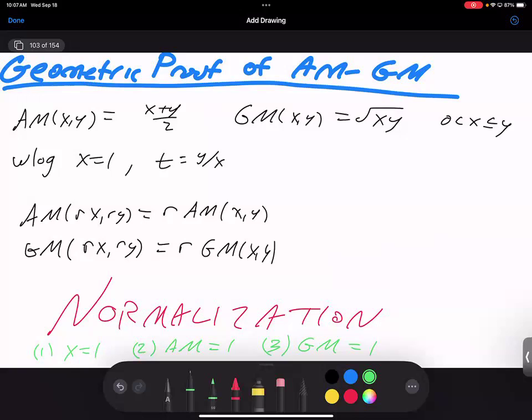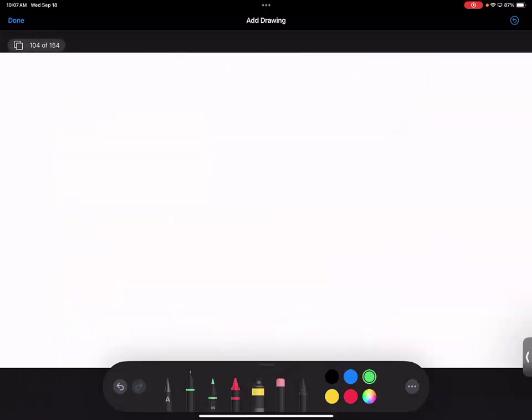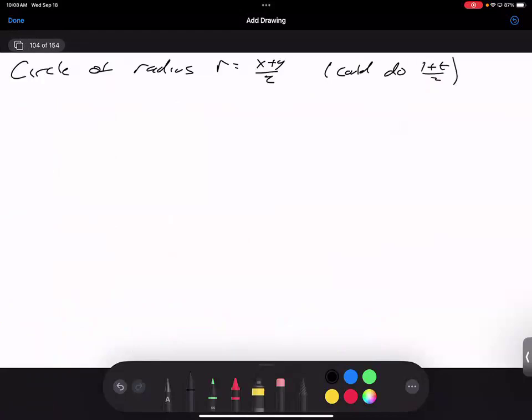All right. So these are three things to consider. All right, so let's go back to the geometric proof. So we have, I'm going to do a circle of radius r equals x plus y over 2. I could have done 1 plus t over 2. I'll do x plus y over 2. Do we agree that either one of these is the same?